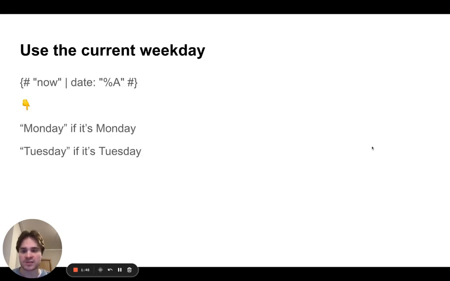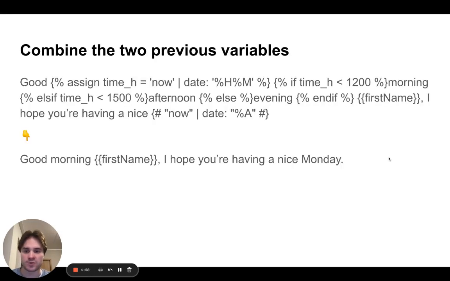So the next one is kind of similar. Again, you can just copy this one in, and this will just turn into the current weekday. So let's say Monday if it's Monday, Tuesday if it's Tuesday. And you can combine the two previous variables that we just talked about. So again, this first section is the first one we talked about. And then you say, I hope you're having a nice, and then you add the second variable that we just talked about. And what this will turn into is good morning first name, I hope you're having a nice Monday, if it's Monday morning for them.